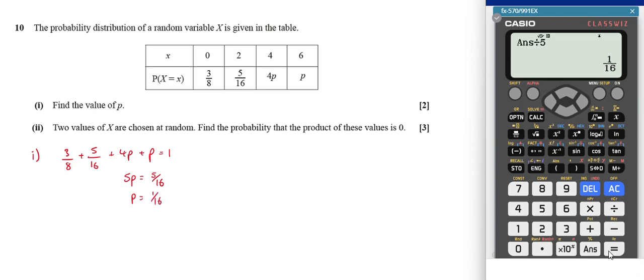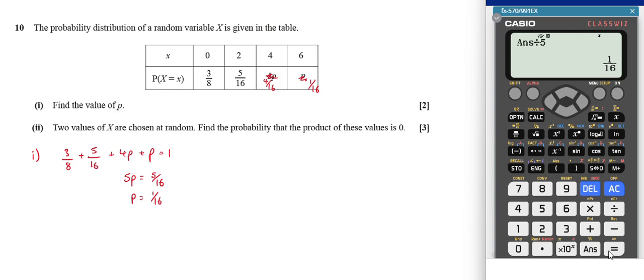Right, what I'm going to do now, and it hasn't asked me to, sometimes it does, sometimes it doesn't, I always would, is just refilling the table with these probabilities. So 4p is 4 over 16, and then p is 1 over 16.